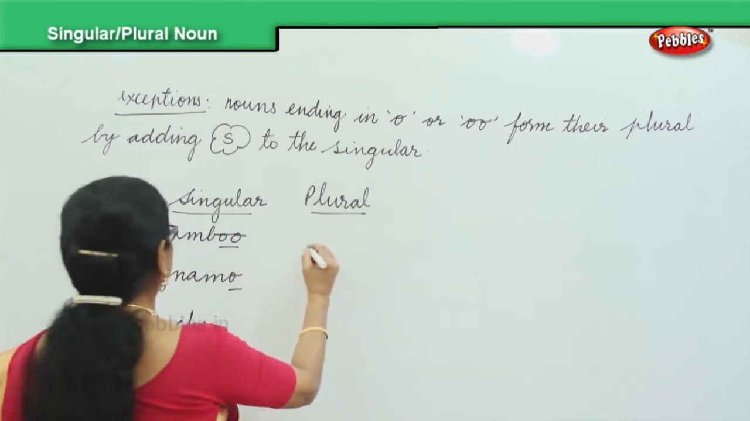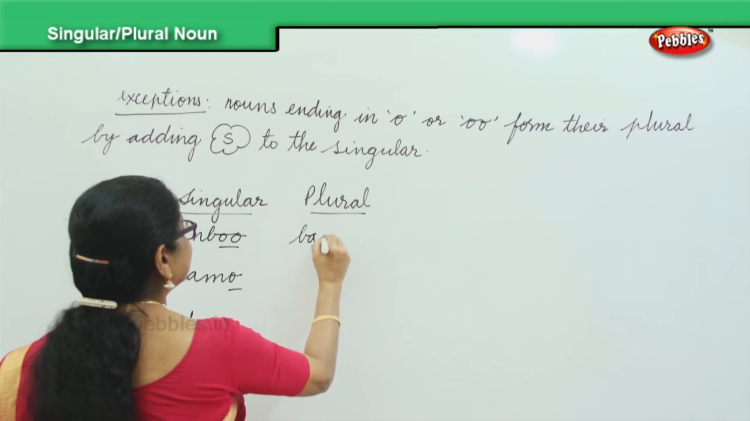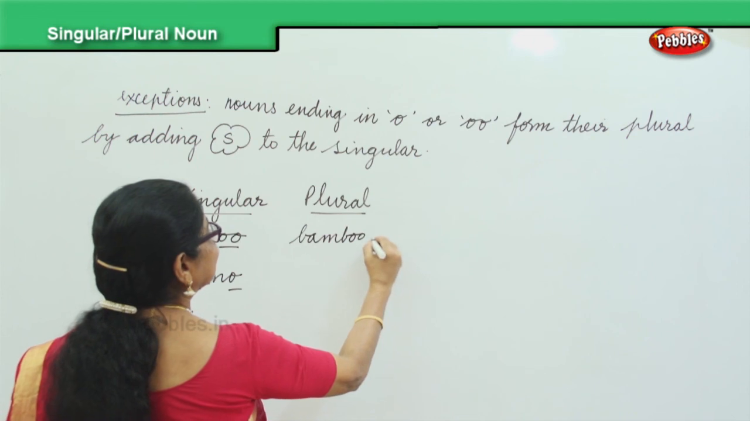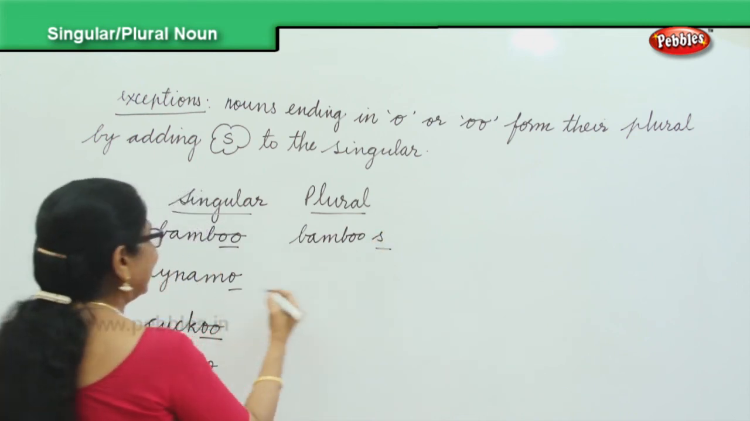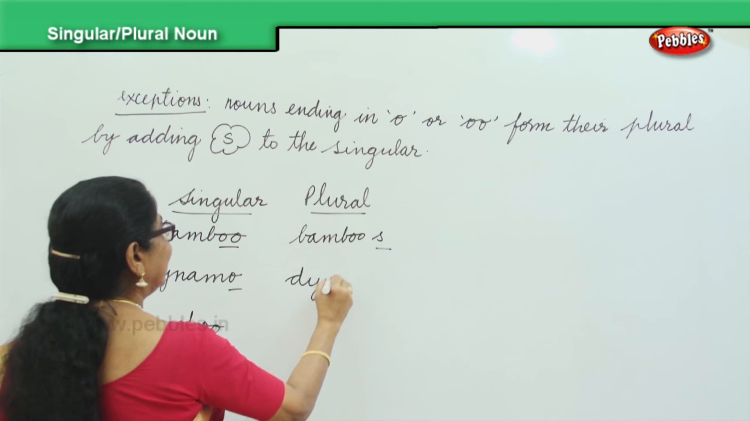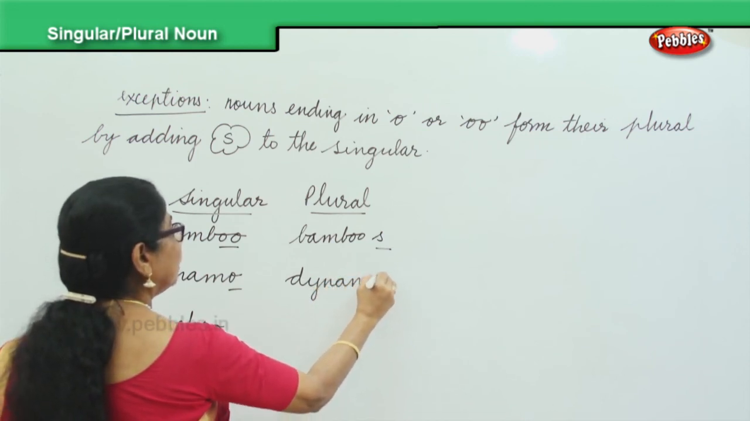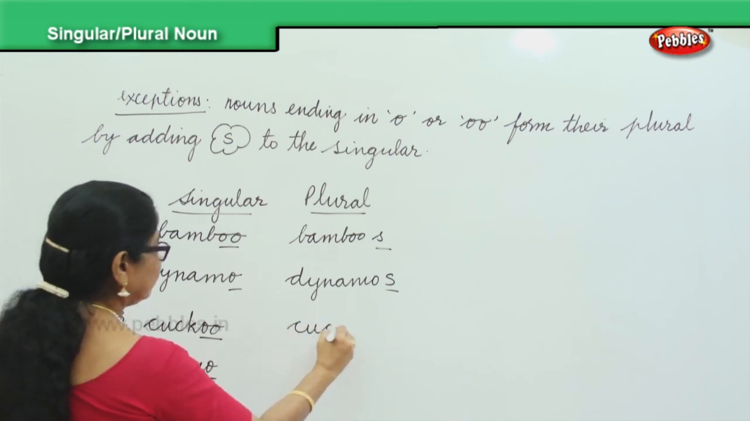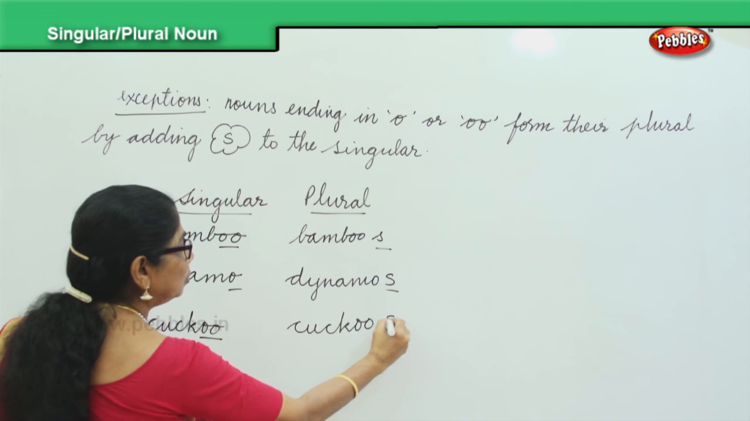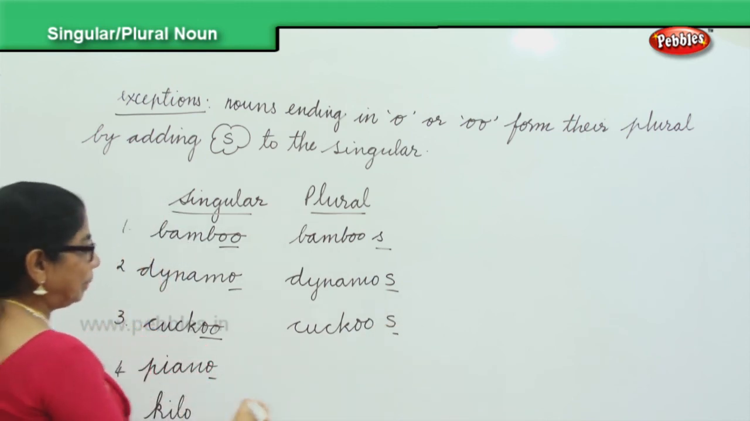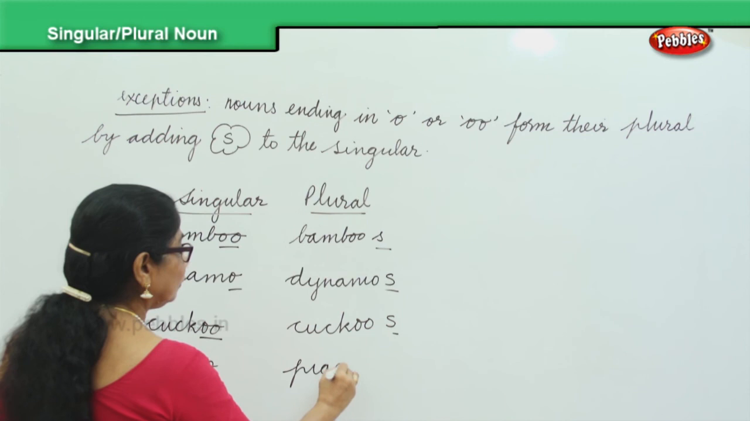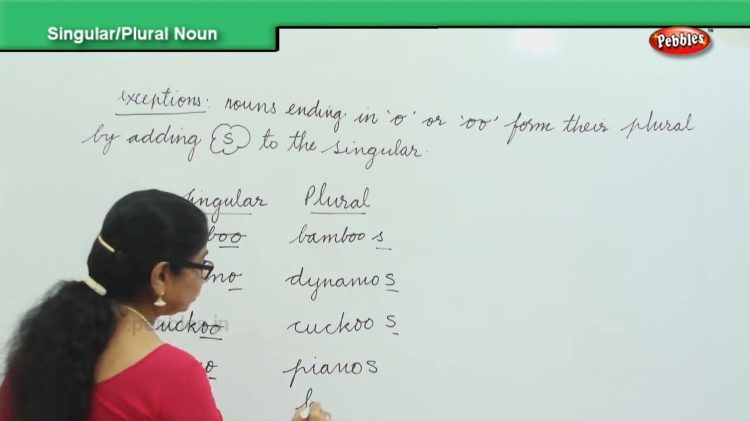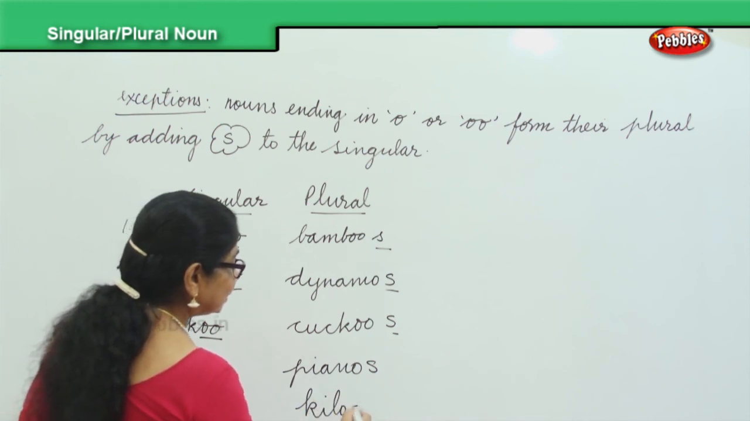Now look at the first one, bamboo. You simply add S, bamboos. Dynamo, dynamos. Then you have cuckoo. Cuckoo, double O, you simply add S, cuckoos. Piano, you add S and you get pianos. Kilo, and you add S, kilos.